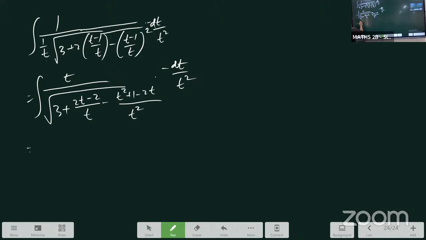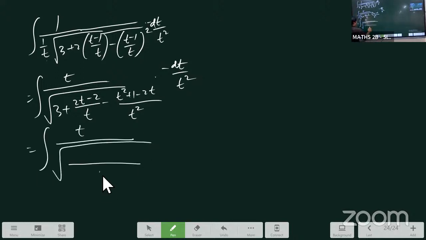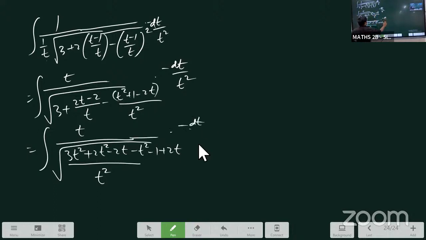Okay. Now this t by under root of, your LCM is nothing but t square inside the root. So this becomes 3t square plus, see, 1t gets cancelled, still t will be left, 2t square minus 2t. Here t square as it is, minus t square minus 1 plus 2t. It's actually minus of, okay? Minus dt by t square.